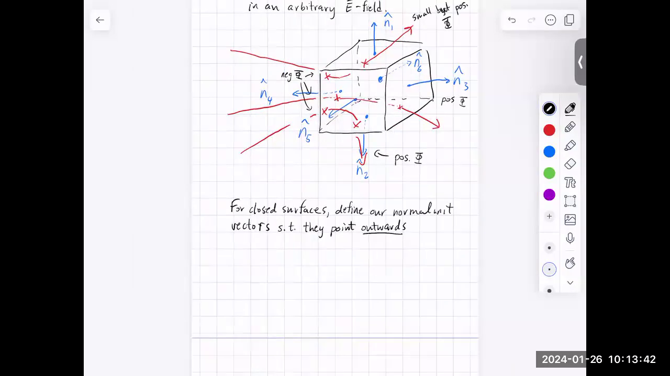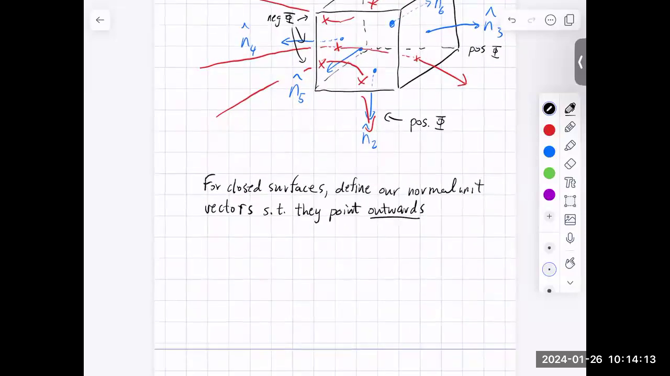So it's going to turn out that if electric flux, as we interpreted last time, is proportional to the number of lines crossing a surface, then every time we have an electric field exiting our surface, we're going to get some positive flux, but it's going to be exactly canceled by all the electric field lines that enter our surface and contribute negative flux.